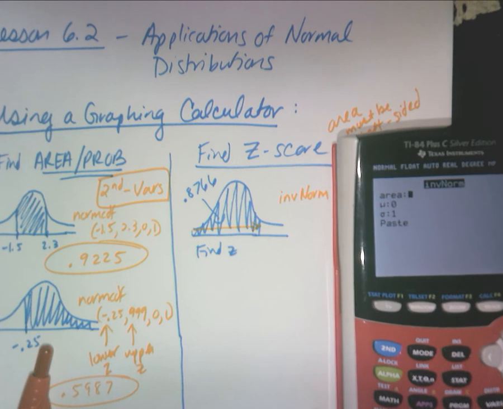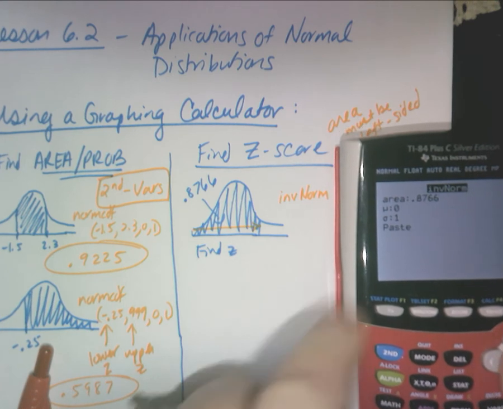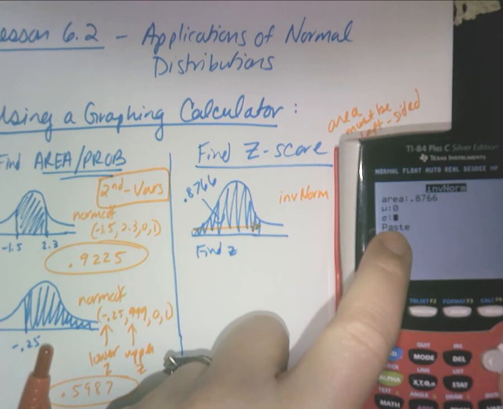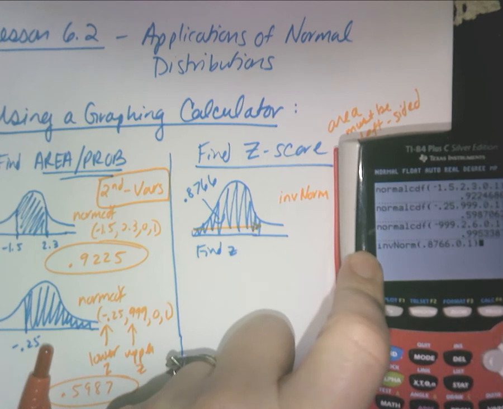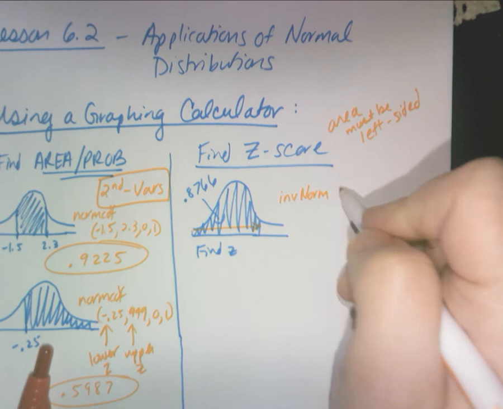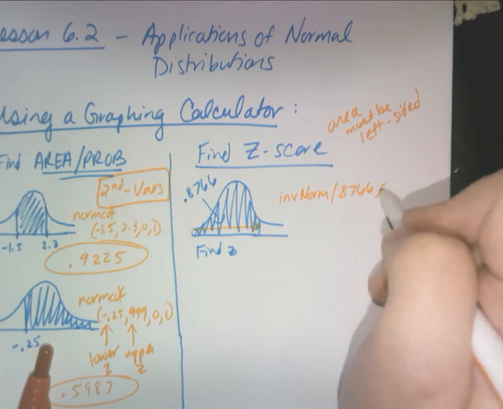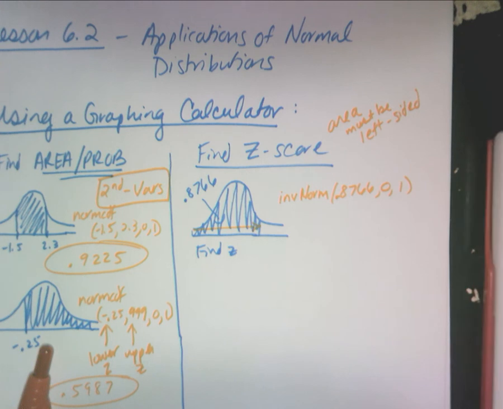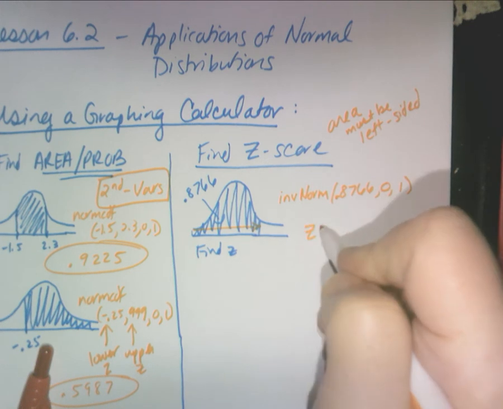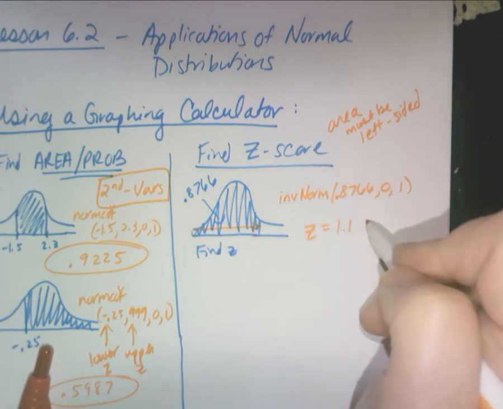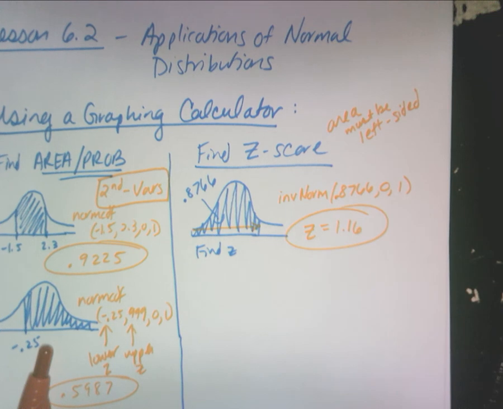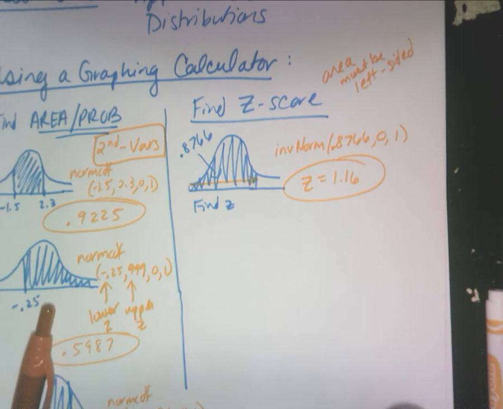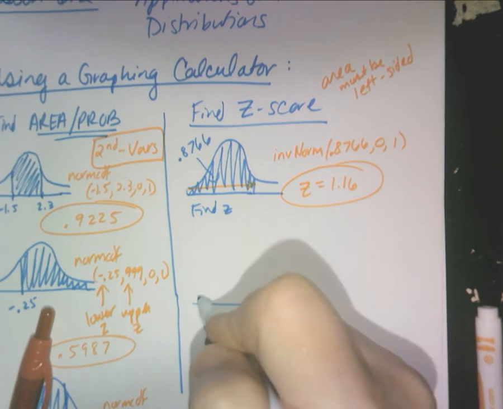So if I put the area in there, I'm going to put 0.8766, keep the mu as 0, keep the sigma, standard deviation, as 1, hit paste, inverse norm 0.8766, 0, 1. I'm just trying to write this down so you can all look at it later. And what's my z? 1.16. That's my z. Easy, okay?